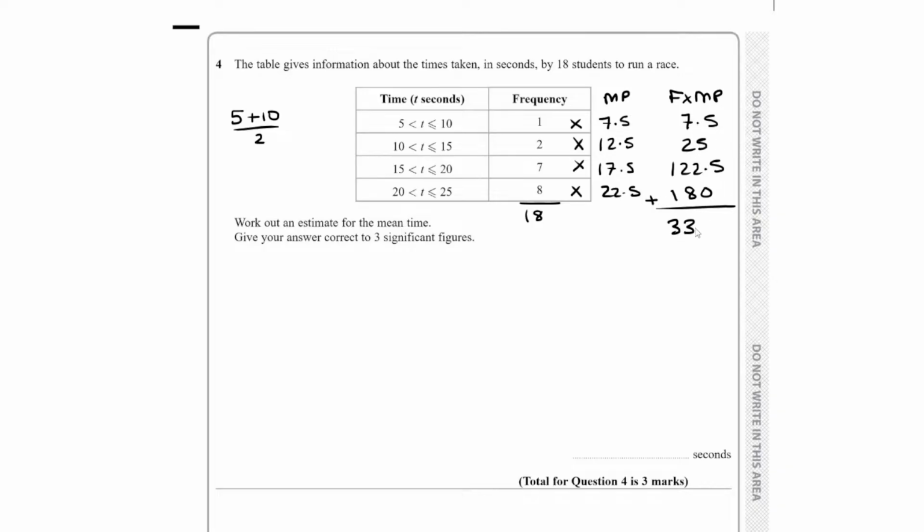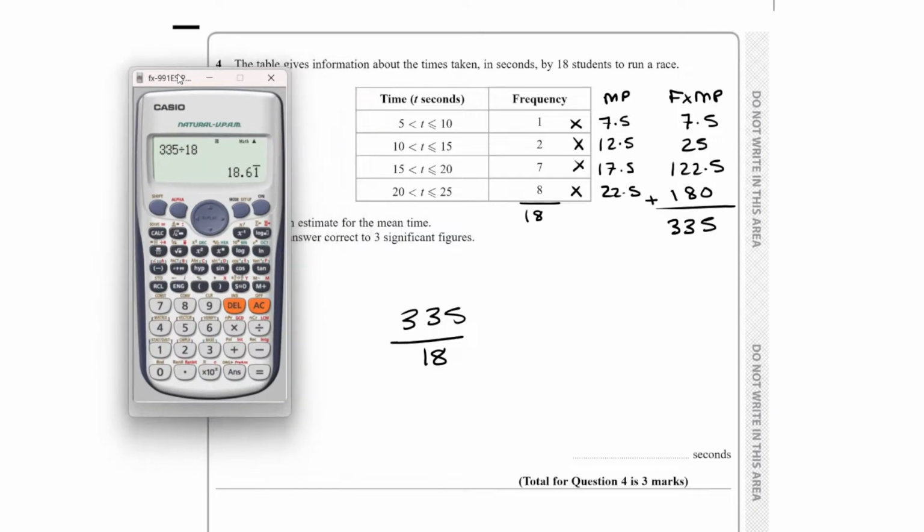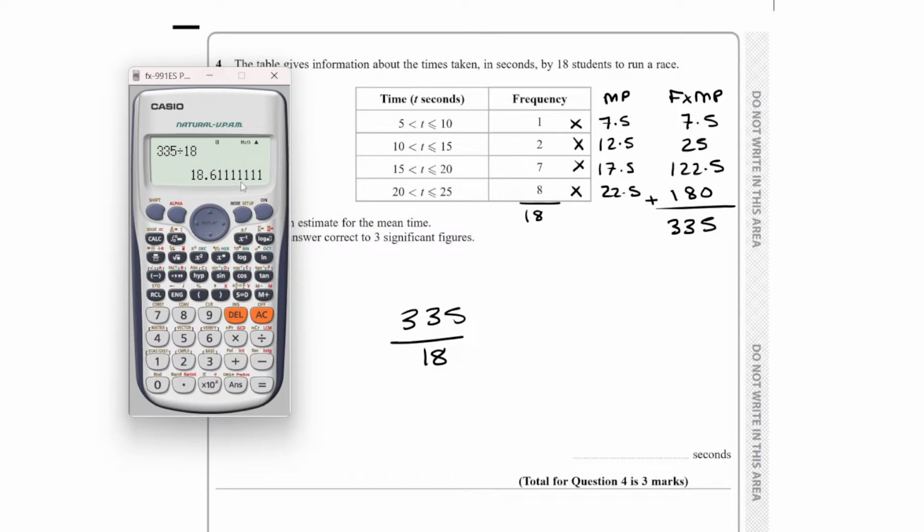Which gives you 335. And then finally, down here, to find the mean, it's when you add them all together and divide by how many there are. Well, we've added them all together. That was this bit here, wasn't it? And divide by how many there are. There are 18. Let me grab my calculator so we can see. Divided by 18. They said to 3 significant figures. So that would be 18.6.